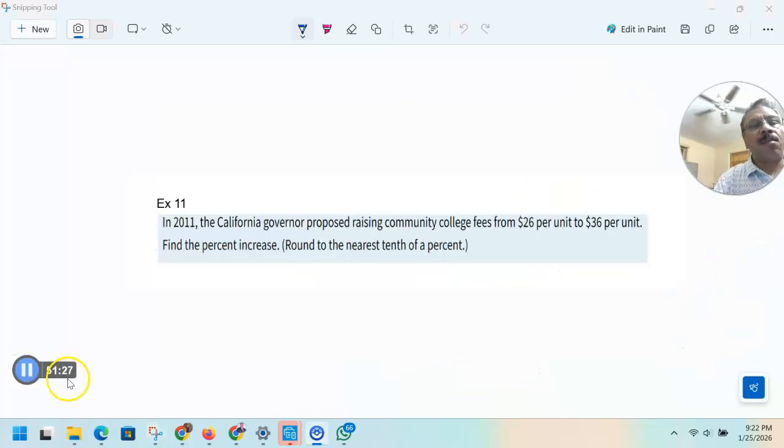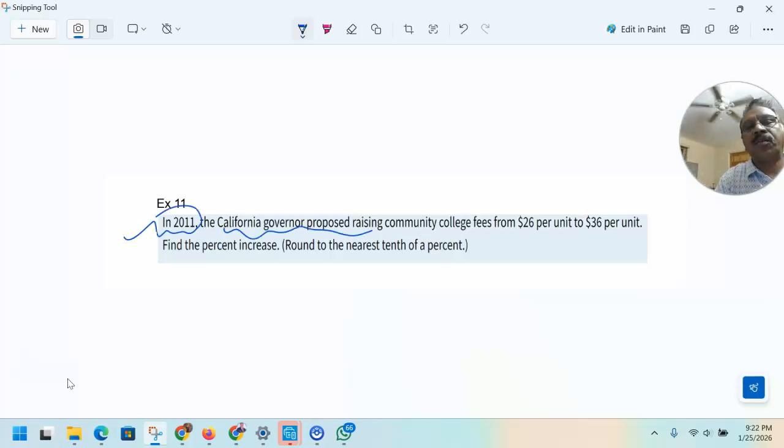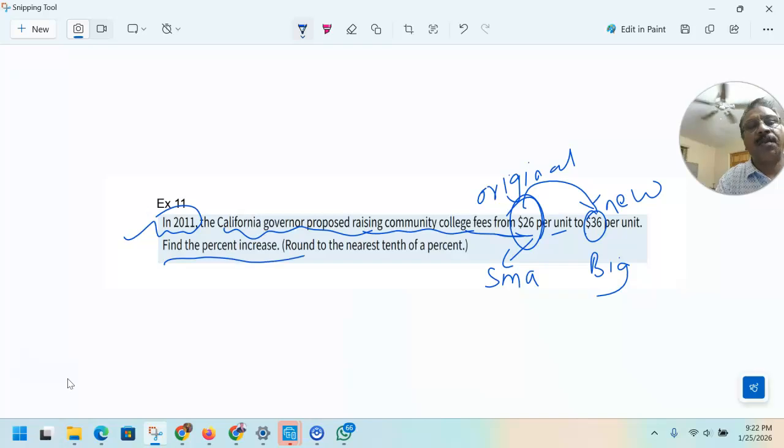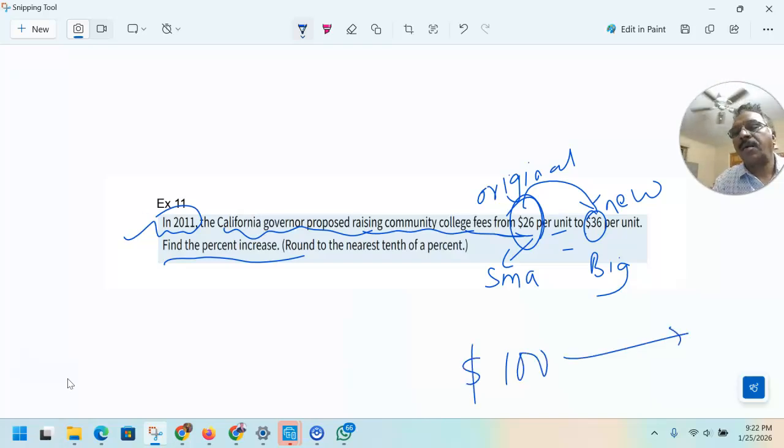Let's take an example. In 2011, the California governor proposed raising community college fees from $26 per unit to $36. So this is the original one, and this is the new one, and you can see the new one is big and the original is small. The question is to find the percent increase. So if your original was $100, what would your new price be? That's the understanding piece of percent increase.